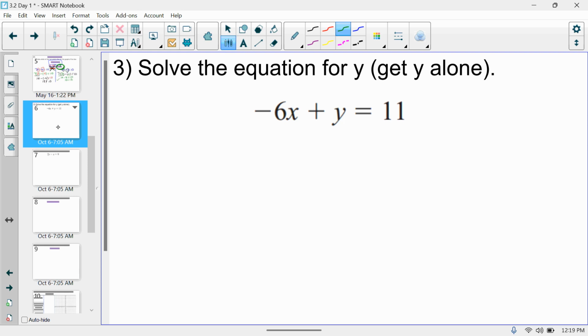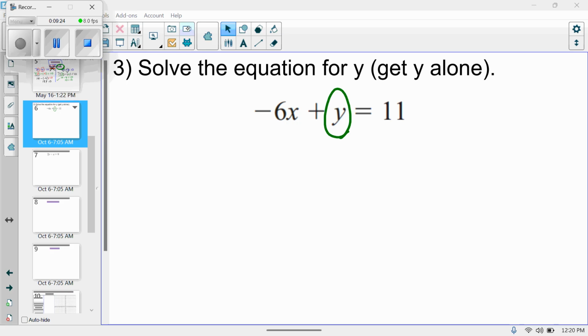So the next couple slides are technically review because it's something that we learned before Christmas break. However, it was a little bit harder of a concept, so you might have forgotten it. So the question says solve the equation for Y, get Y alone. I want us to circle the Y because the goal is to get that alone. And I'm going to give you a minute to see if you remember this all the way back from the beginning of December.